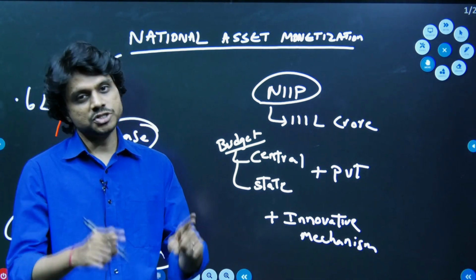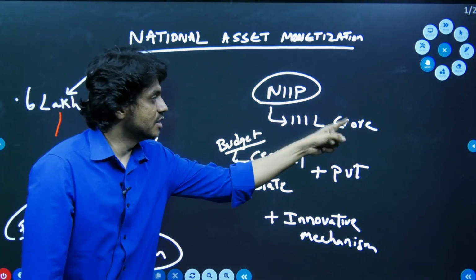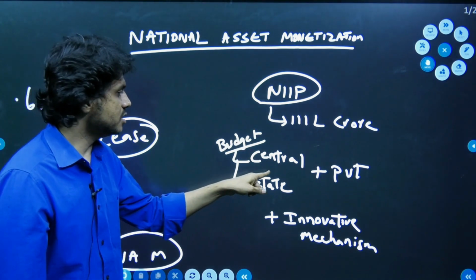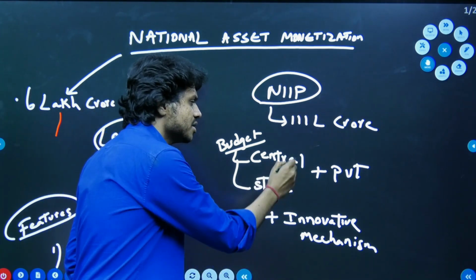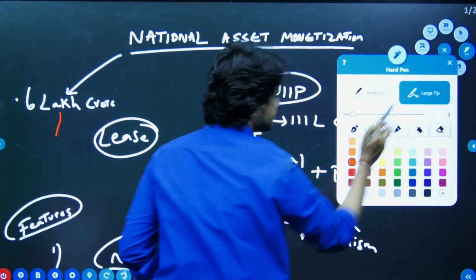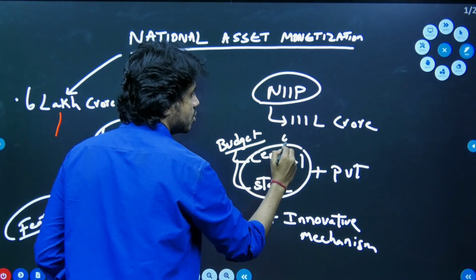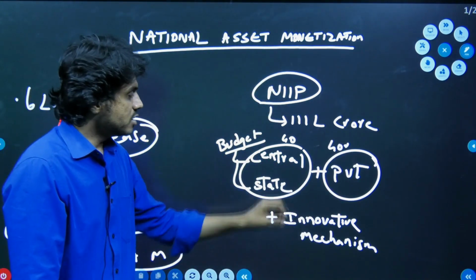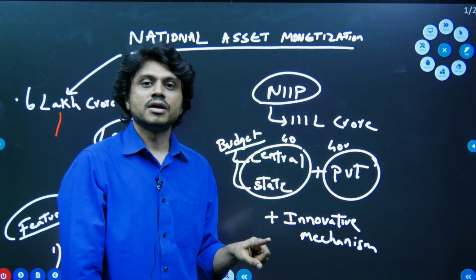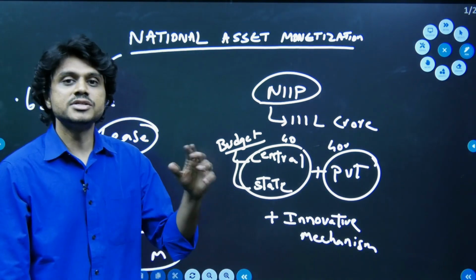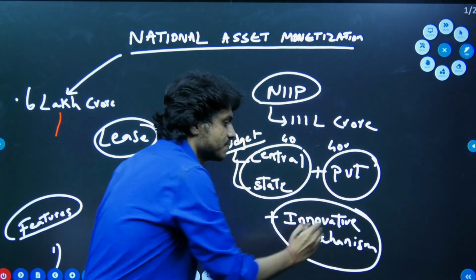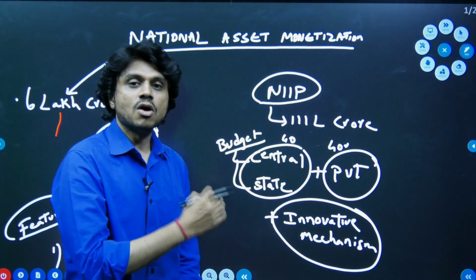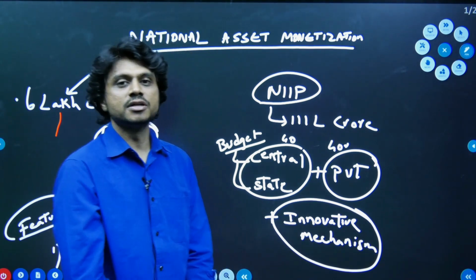But how can government generate that money? It is 111 lakh crore. This policy says government, through budget resources from central and state governments, can generate approximately 40%. So this part can be 40% and this part can be 40%. Approximately I am saying. And government thinks it needs some innovative mechanisms to raise additional money. So this is that innovative mechanism through which government will raise the money. If you have visited government documents and government websites, you will see this particular diagram.